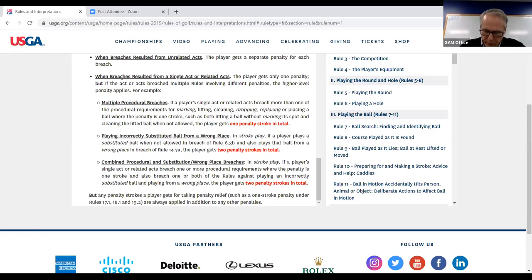So you should read through what the USGA has put together in pages 30 and 31, talking about intervening events between breaches, resulting in different kinds of penalties where you would get two different penalties, or you've got multiple breaches from a single act, which would result in a single penalty in interpretation /2. I want you to be aware that those are there and become familiar with how to apply that.